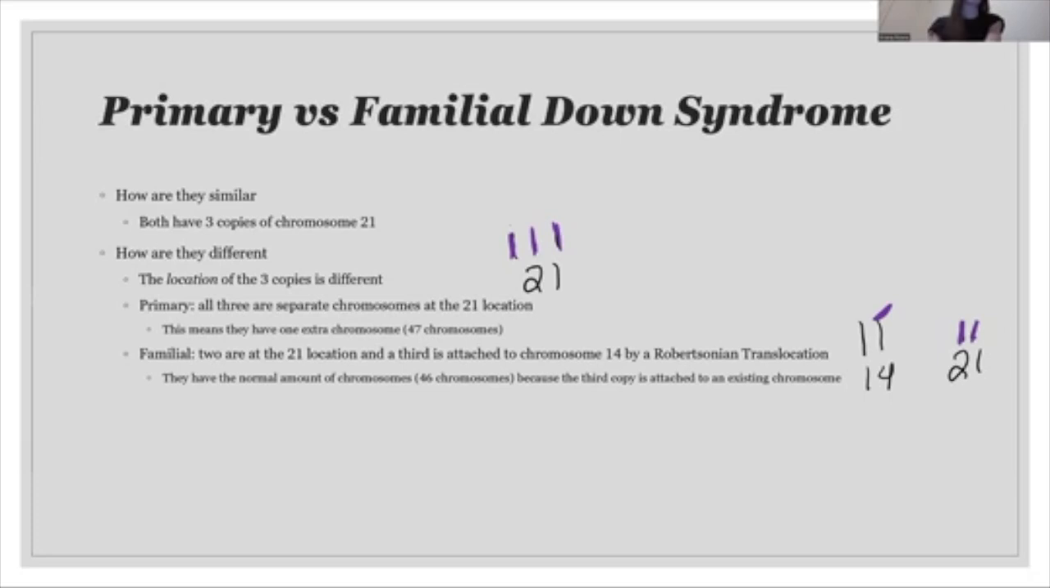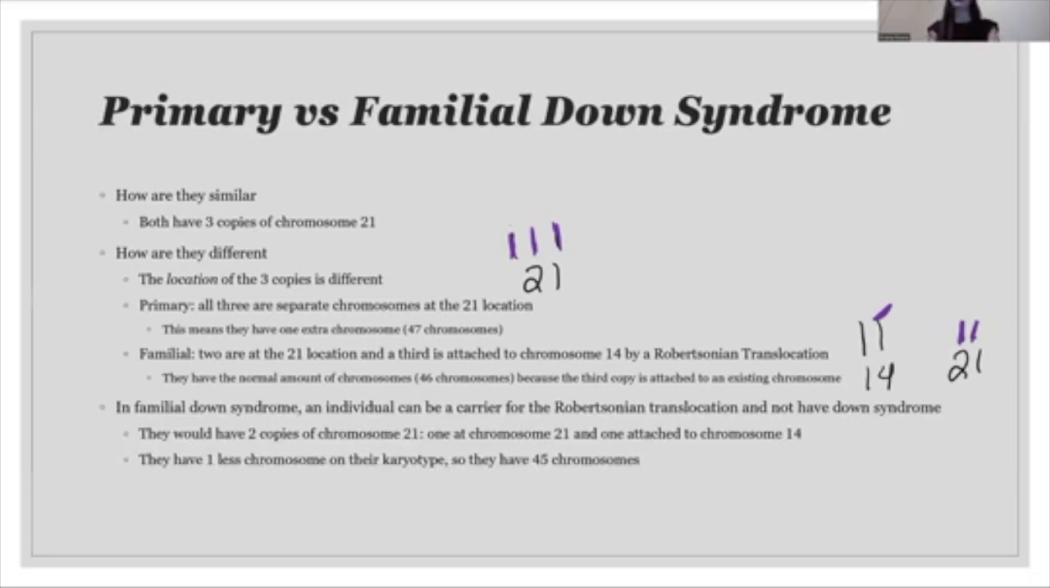So there's something else that we talk about with familial Down syndrome, and that's called a carrier. So this individual would be a carrier for Robertsonian translocation, and they don't have Down syndrome. So remember, carriers aren't going to be affected by it, but they can pass it on to their children. So an individual that doesn't have Down syndrome, we know they have to have 2 copies of chromosome 21. And in a normal individual, usually those 2 copies would just be at the chromosome 21 location. In a carrier, they're going to be in a slightly different location.